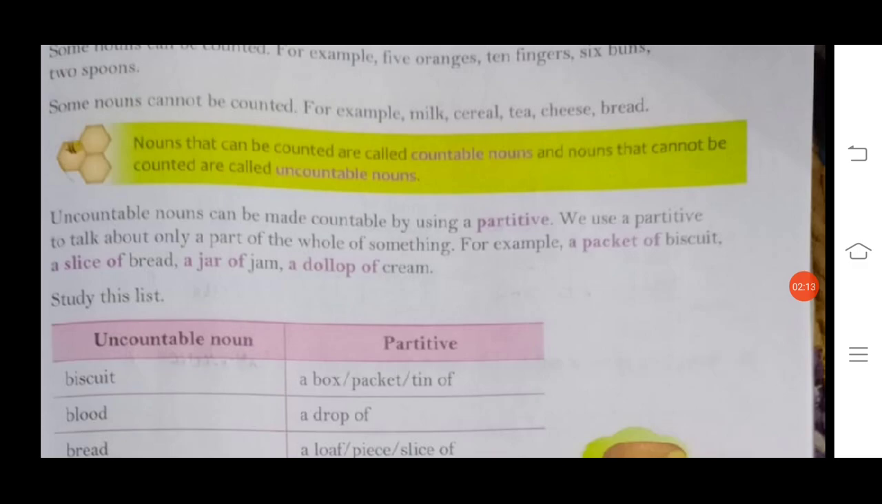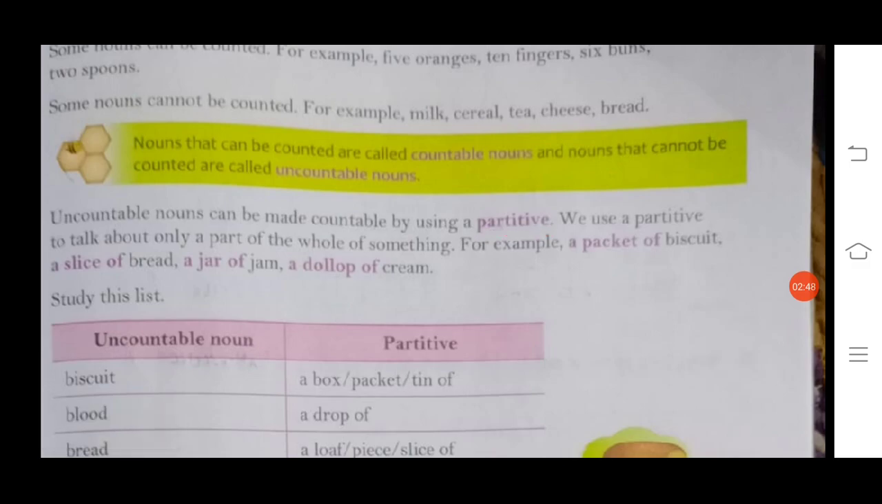We use a partitive to talk about only a part of the whole of something. Means किसी चीज़ जो भी पूरी एक चीज़ के किसी भाग या पार्ट के बारे में जब हम बात करते हैं, we use a partitive. Okay, for example a packet of biscuits, a slice of bread, a jar of jam, a dollop of cream.